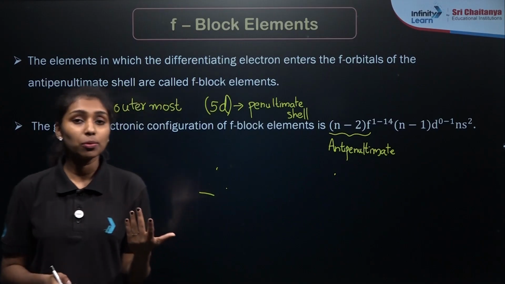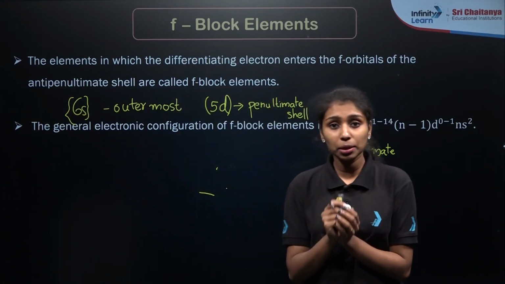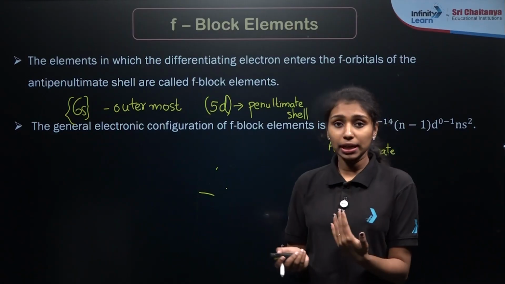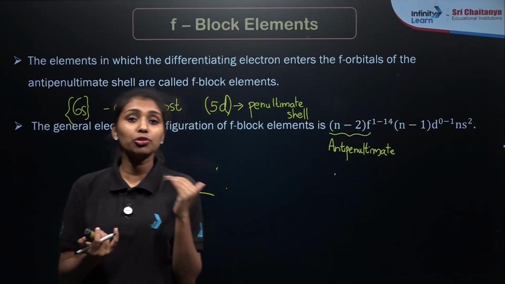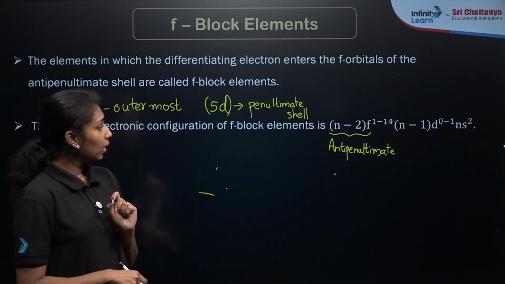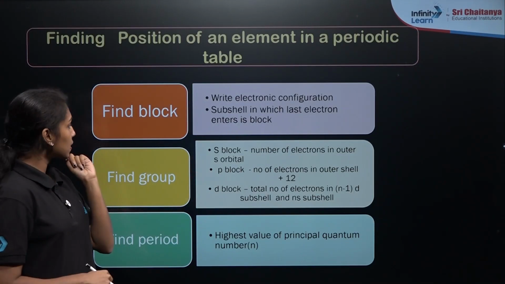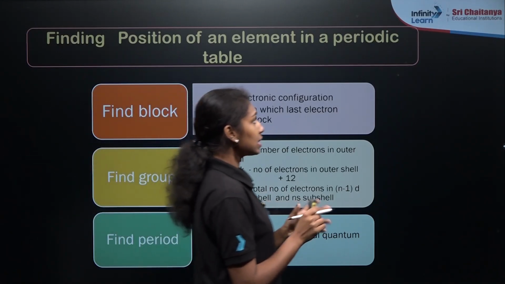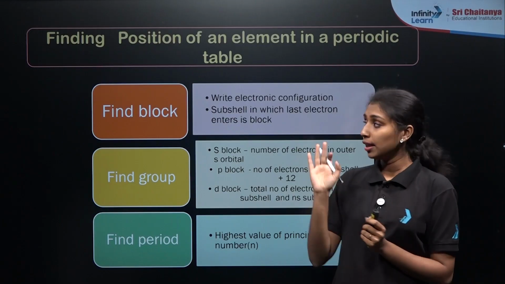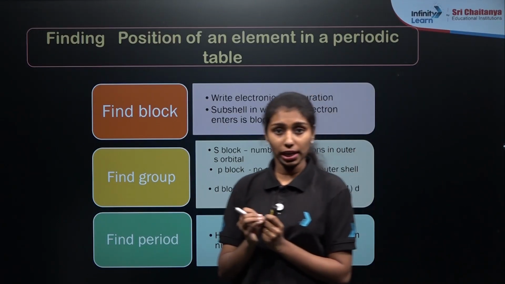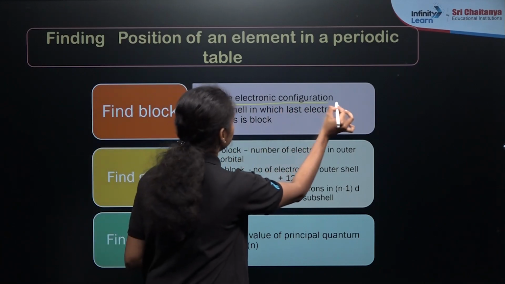Now we are going to discuss how we can define the position of an element. For example, if you are given only the atomic number of an element, how can we predict whether it is in the first period or the second period, or how to find out the group and the block of that element? These are the rules we have to keep in mind. First, whenever you get any element, you should know its atomic number. Then try to write down the electronic configuration. This is our first step.